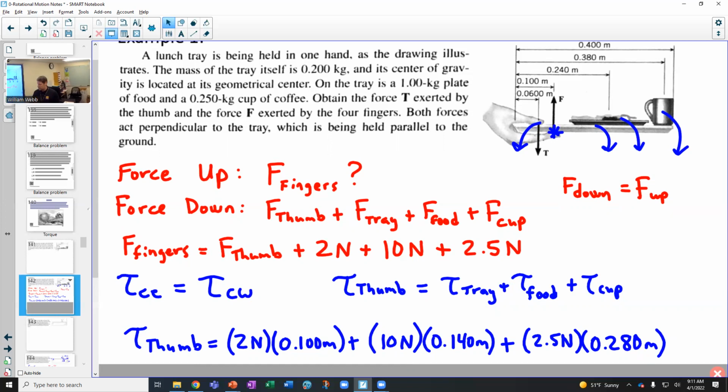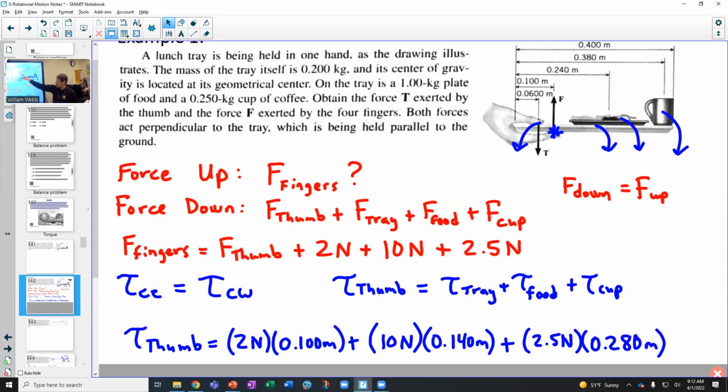All right? The tray's center is 0.1 meters from the fingertips. How do we know that? Well, the tray is 0.4 meters long, so where's the center? 0.2, right? The center of the tray would be at 0.2 because it's 0.4 long. So the center is right here. That's why I drew my arrow right here at 0.2.